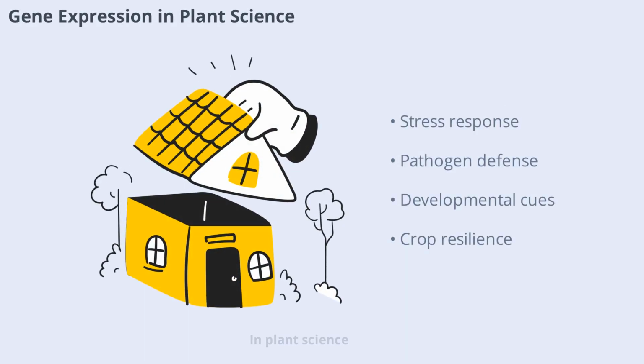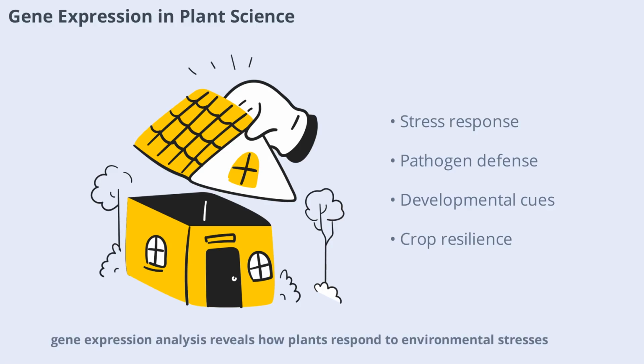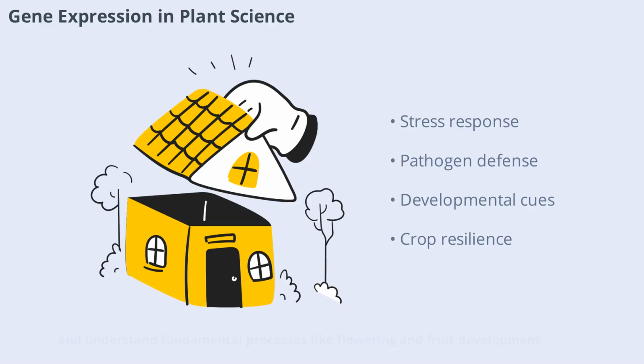In plant science, gene expression analysis reveals how plants respond to environmental stresses, pathogens, and developmental cues. This knowledge is used to breed more resilient crops and understand fundamental processes like flowering and fruit development.